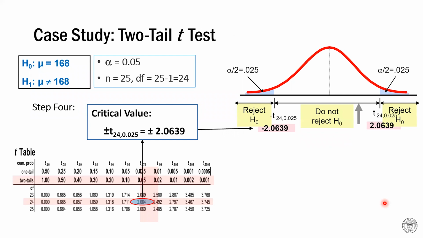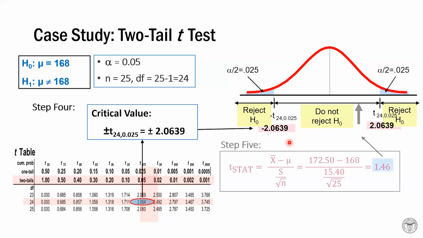In step 4, in the t-table, we find the intersection point of the two-tail 0.05 level of significance and the degrees of freedom of 25 minus 1 equal to 24. Then we obtain the t-value at 2.0639, which is the critical value of the right-hand side rejection area. The critical value of the left-hand side rejection region is negative 2.0639.